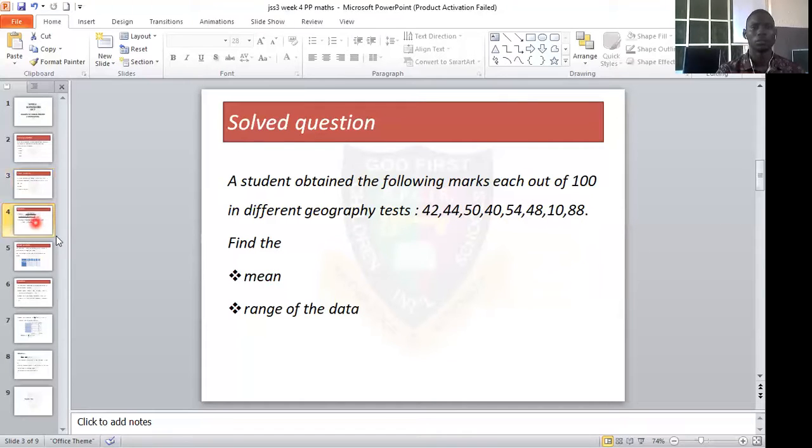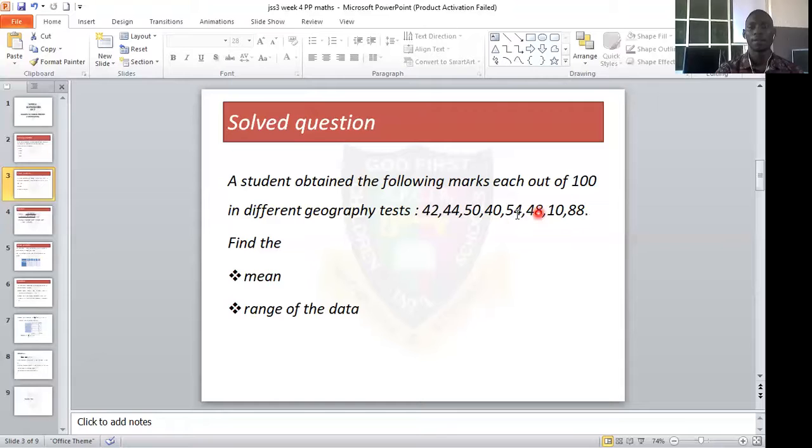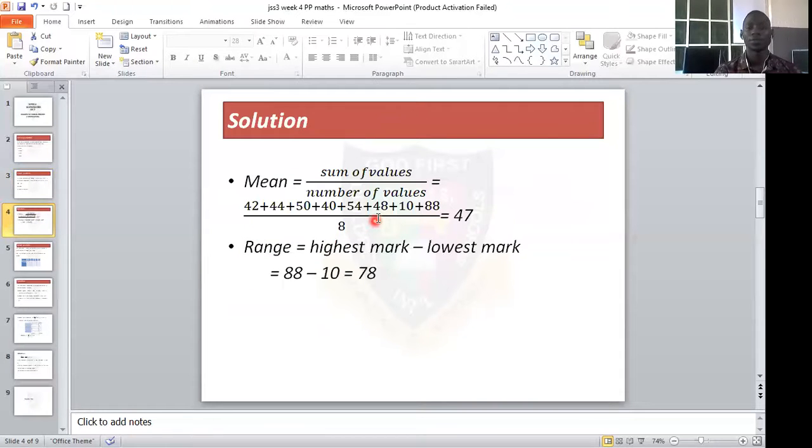So this is the solution. The mean is the sum of values over the number of the values. The total number of values there is 8. So let's take this: 1, 2, 3, 4, 5, 6, 7, and 8. The sum of everything is 42 plus 44 plus 50 plus 40 plus 54 plus 48 plus 10 plus 88, divided by 8, will give you 47. I would like you to try that in your notes.